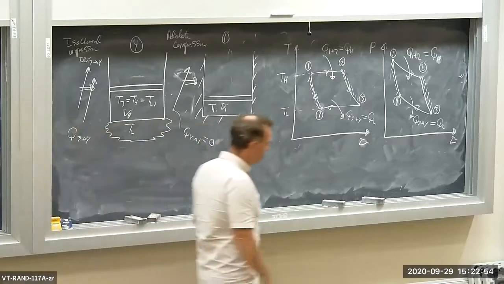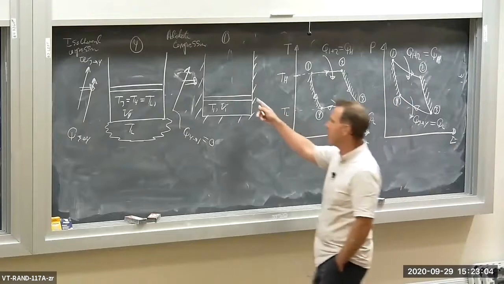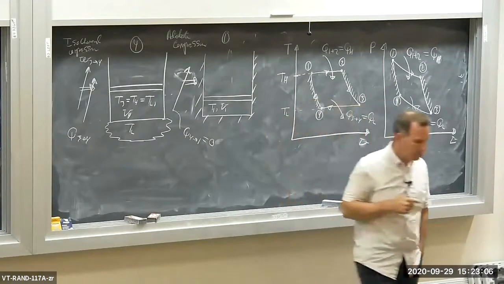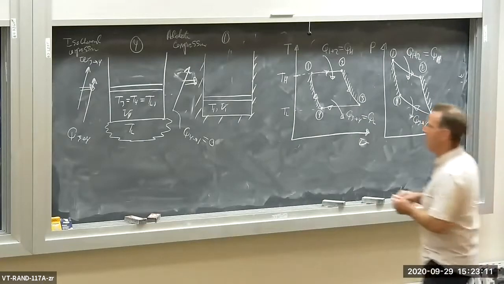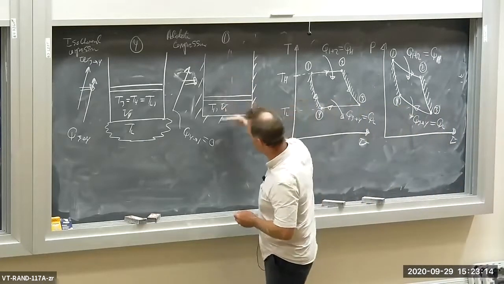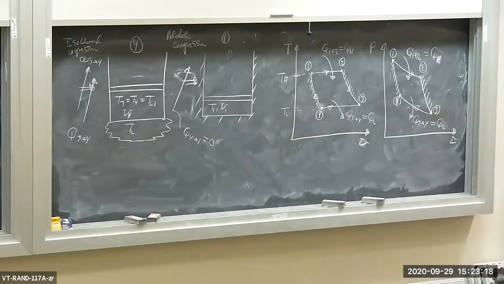Now, if this device contains no sources of friction, the piston moves up and down in the cylinder without friction. There's no friction here. And it operates very slowly. In other words, this piston is not getting jerked up or jerked down. There's no unrestrained expansion of the gas anywhere in the cycle. Then this cycle here is technically reversible because it contains no irreversibilities.